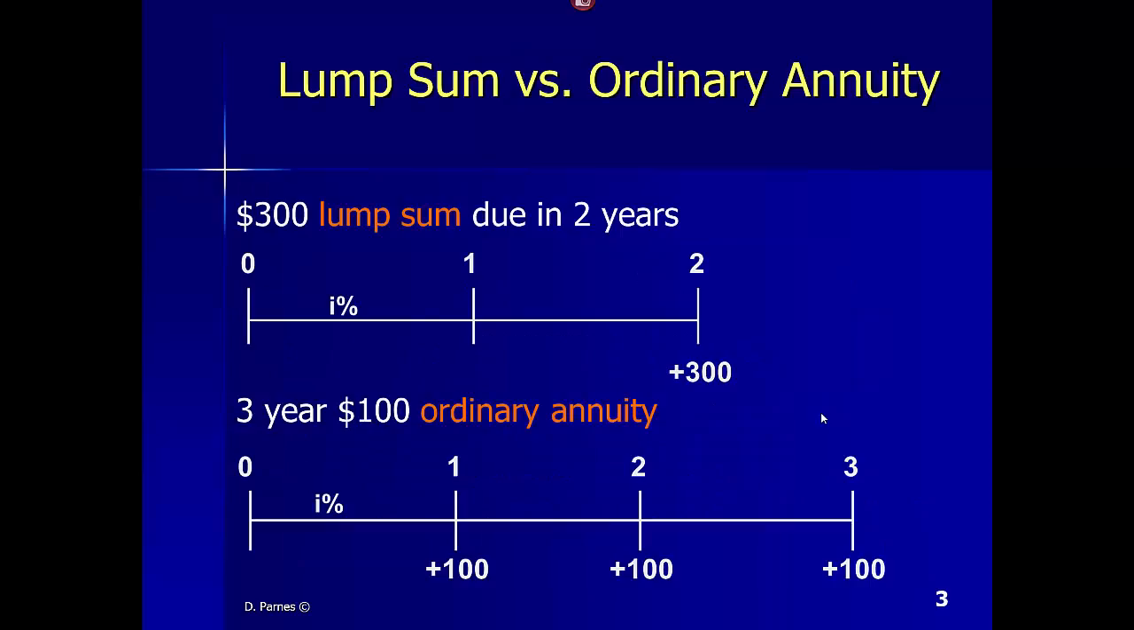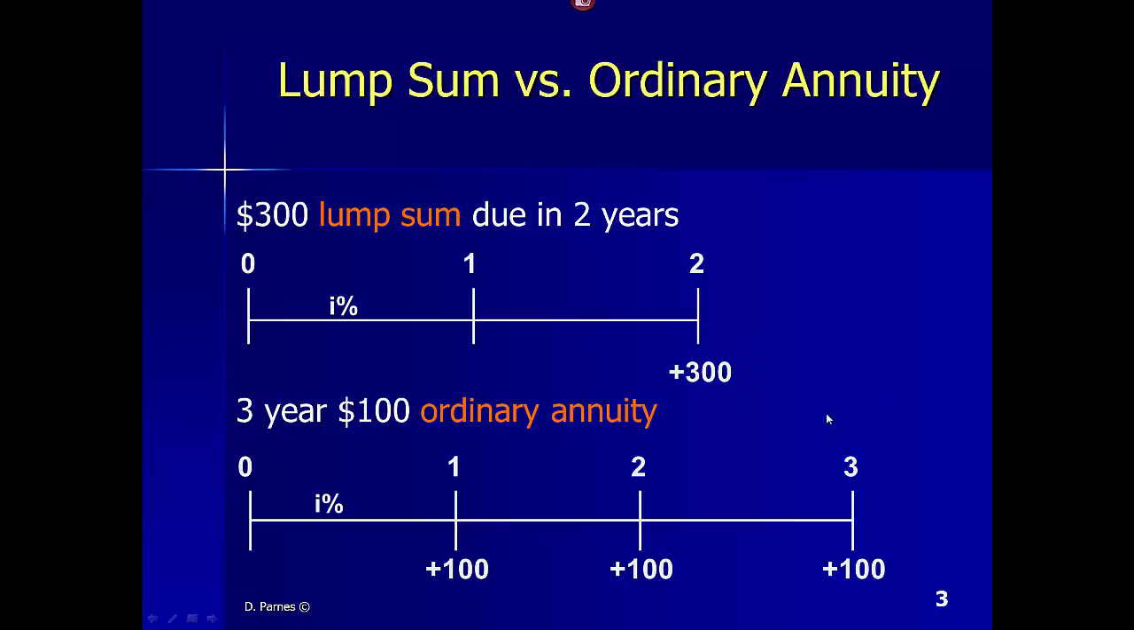Here are a couple of definitions. What are lump sum and what is an ordinary annuity? A lump sum is a big chunk of money that we're getting or paying. It really depends whether it's positive or negative cash flow. But this takes place only once at the end of the time frame. So here is a lump sum of $300 due in 2 years. Pay attention, nothing happens today at time 0. Nothing happens in year number 1.